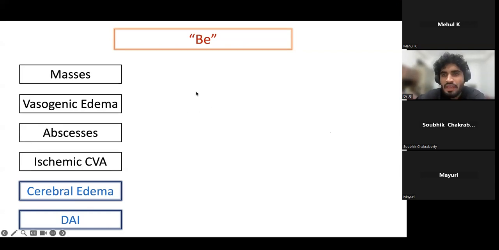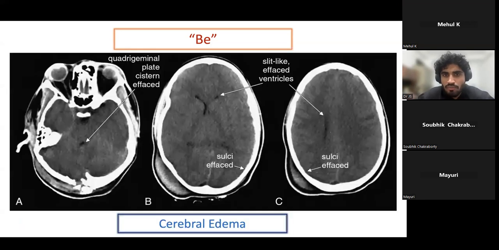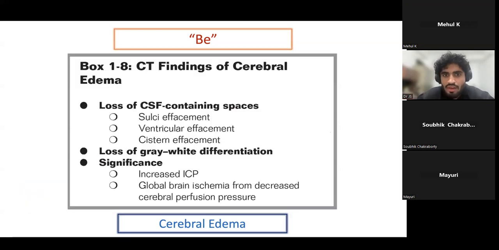Okay, so in B there can be a space occupying lesion, vasogenic edema, or abscess. We usually use CT for stroke as well, and also for trauma. In all trauma patients who meet the criteria for CT head, usually we go ahead with that, and for cerebral edema, bleeding, and other things as well. In cerebral edema, as you have seen, sulci, ventricles, and also cisterns are entirely effaced. So there is loss of CSF-containing spaces: sulci effacement, ventricle space, and also cisterns. These are all spaces, not potential spaces.